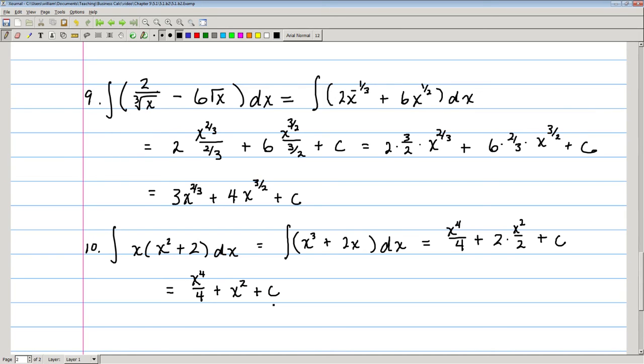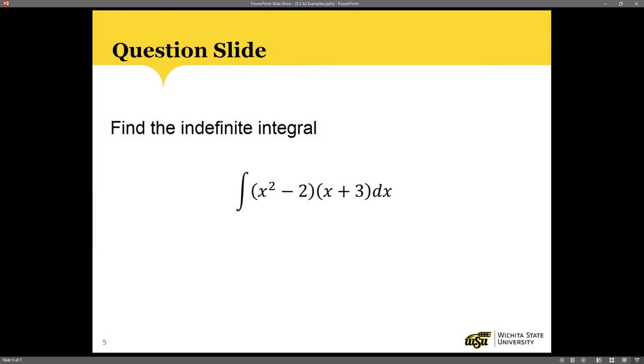Now I'd like for you to try one. Find the indefinite integral of the product of x squared minus 2 and the quantity x plus 3. Find all possible antiderivatives of this expression. I'll show you your answers in a moment.